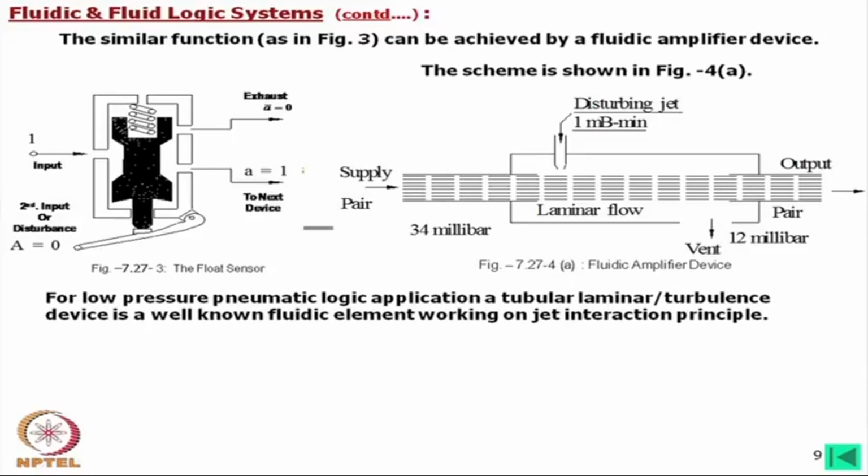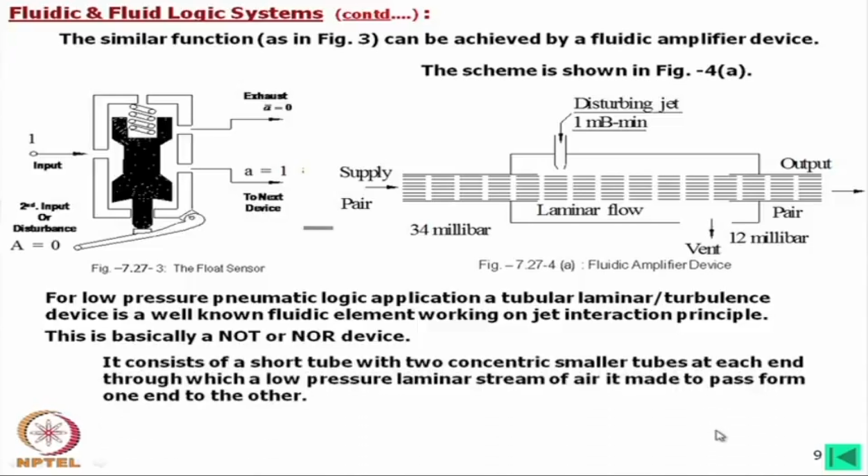Now, for low pressure pneumatic logic application, a tubular laminar or turbulence device is a well known fluidic element working on the jet interaction principle. This is basically a NOR device. It consists of a short tube with two concentric smaller tubes, which I have described, and this flow is laminar.